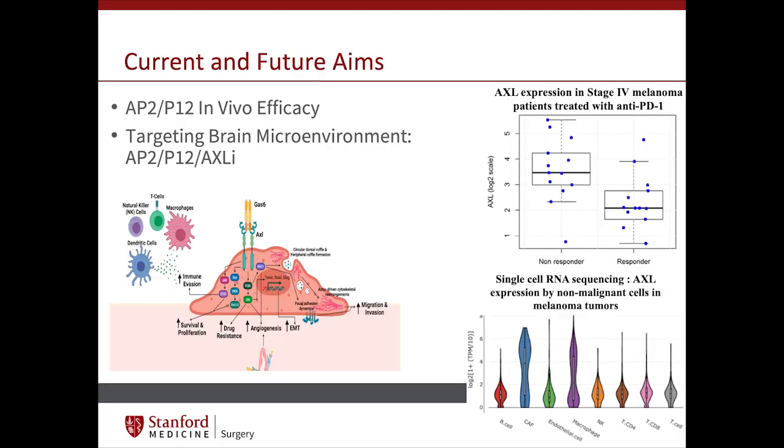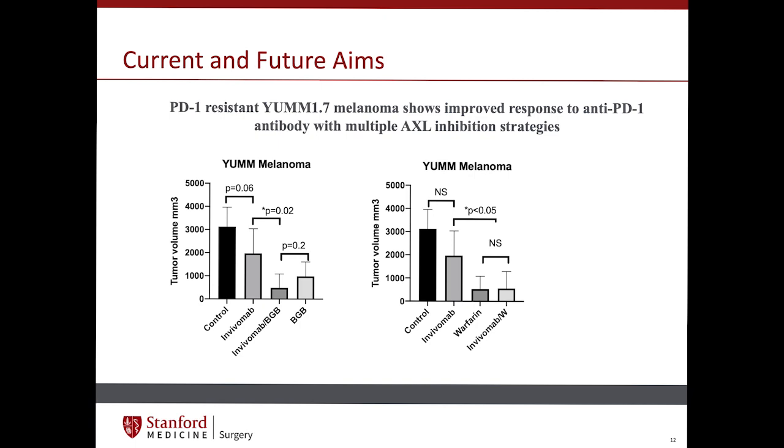And further, we performed AXL expression in the non-malignant cells in the melanoma tumors also, and there is a good correlation with the combination therapy. So in the case of PD-1 resistant tumors, we prepared a PD-1 resistant model also by using GM cells. And if you look at the tumor burden, the in vivo efficacy of this combination therapy is highly effective, and the tumor volume goes down.